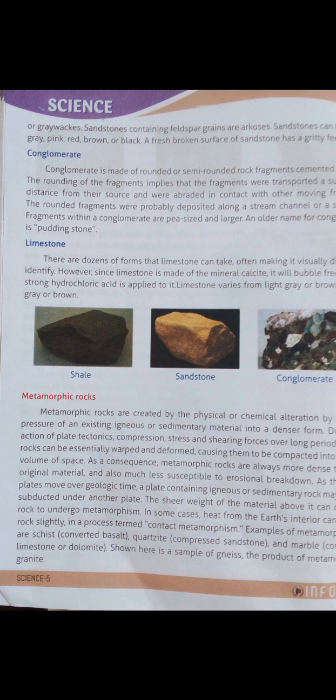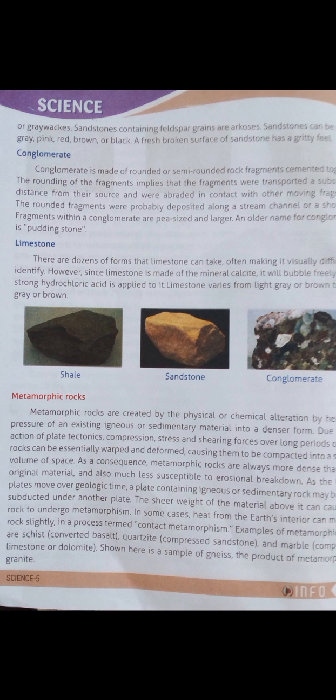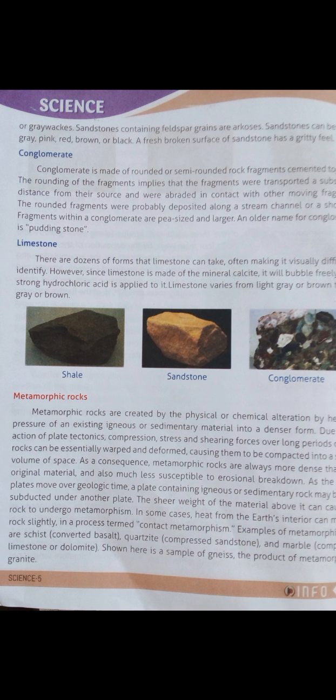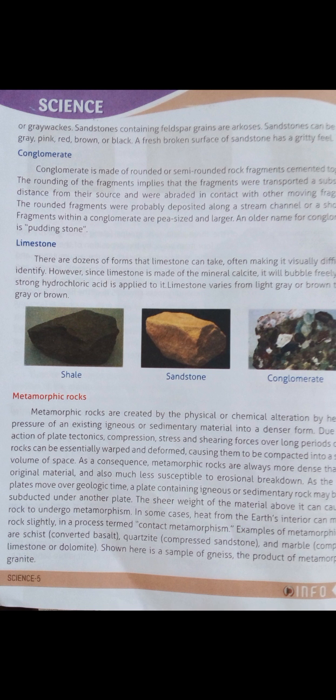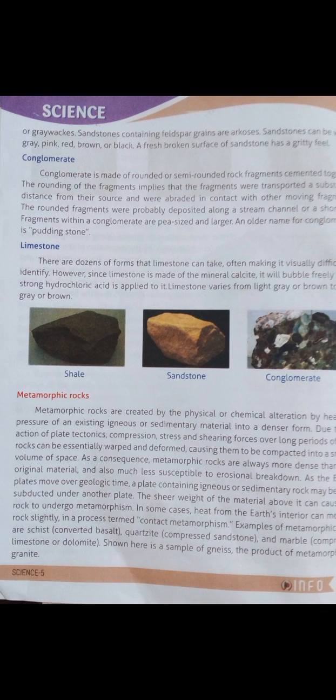Examples of metamorphic rocks are schist, quartzite, marble, limestone or dolomite. Next is foliated metamorphic rocks. The common foliated metamorphic rocks are slate, phyllite, schist and gneiss.